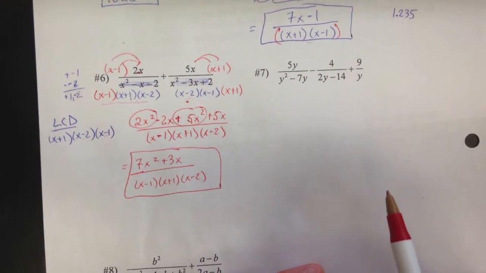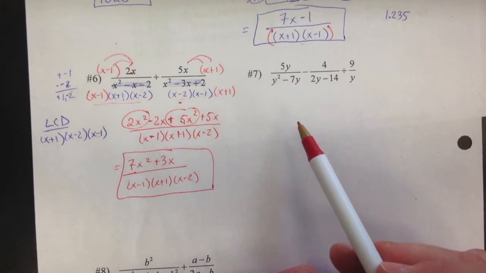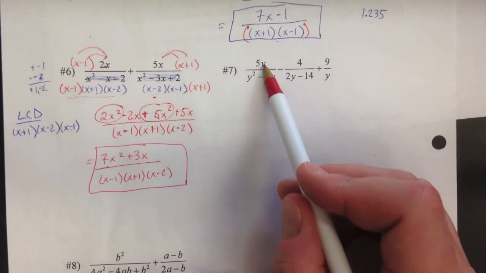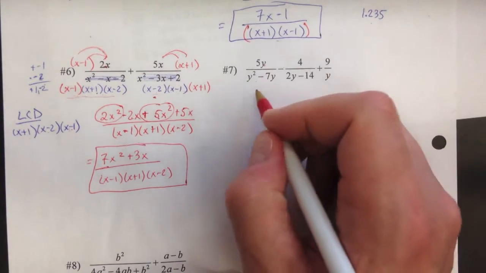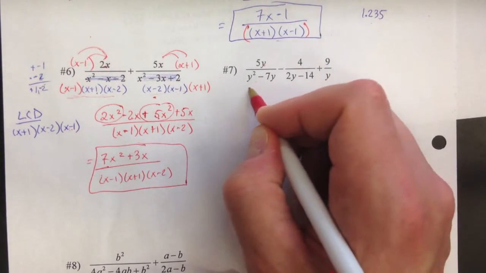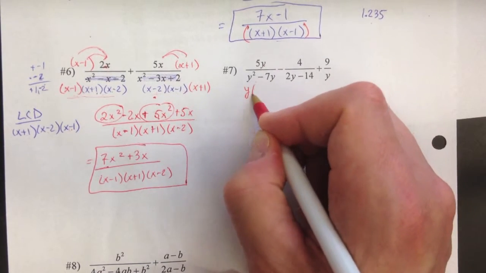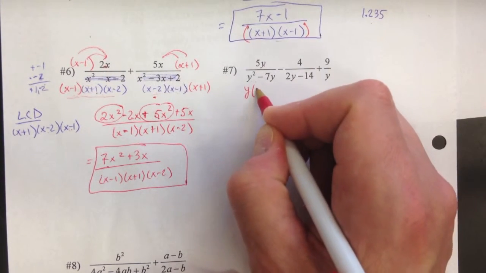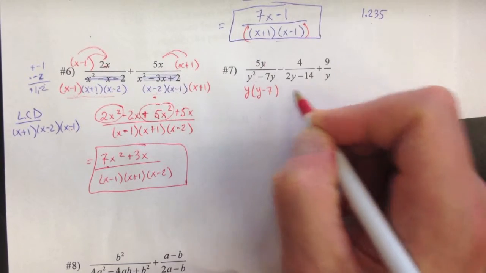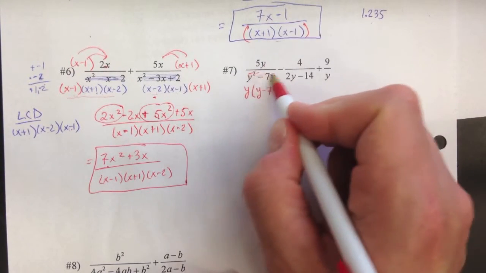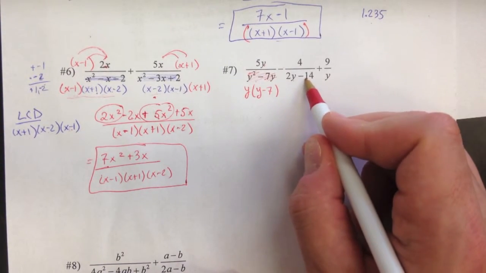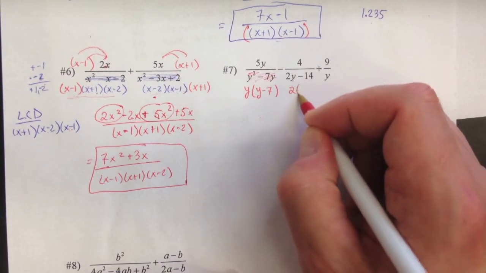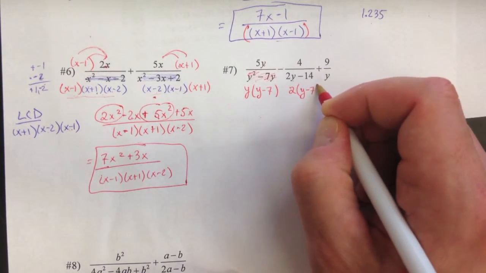So let's do one more problem here. We'll do number 7. We're going to skip number 8. 5y over y squared minus 7y. I can factor that. I can factor a y out of both of those. So it's y times y minus 7. And then, let me scratch that out a little bit. 2y minus 14, we can factor out a 2. And what we're left with is y minus 7.